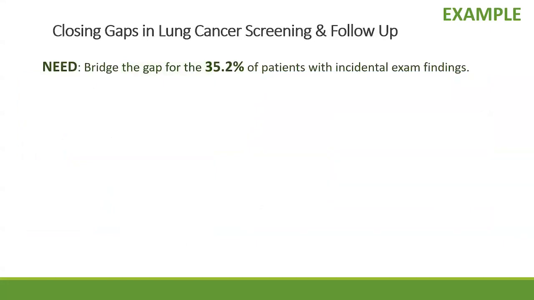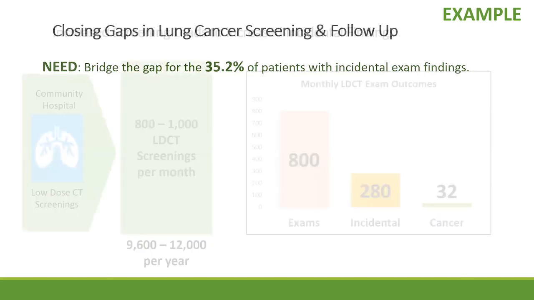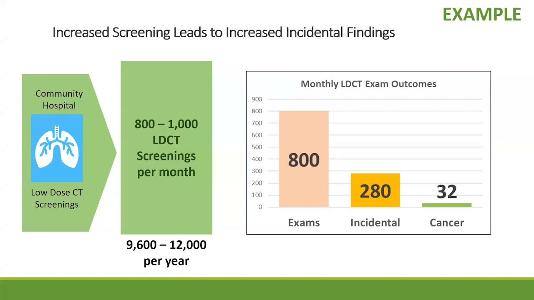There's a gap between the patients that are screened. Go back to this slide. We see that we've 800 exams. 32 of them have cancer or are highly suspicious for cancer. We sweep them immediately into a work stream that takes care of those patients using patient navigation to walk them through the process. We've got 280 patients a month that do not have a place to go.